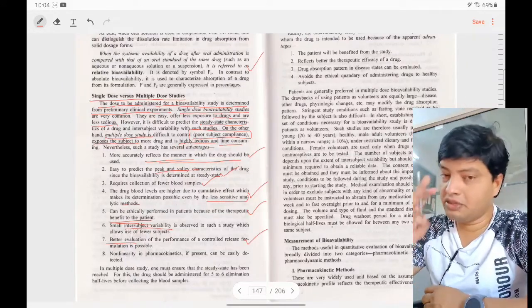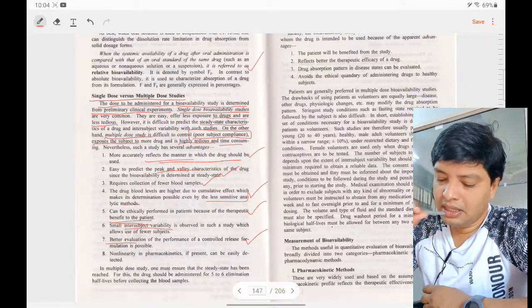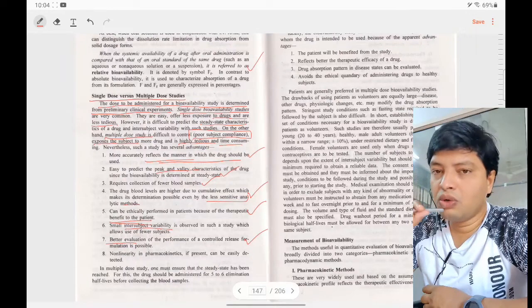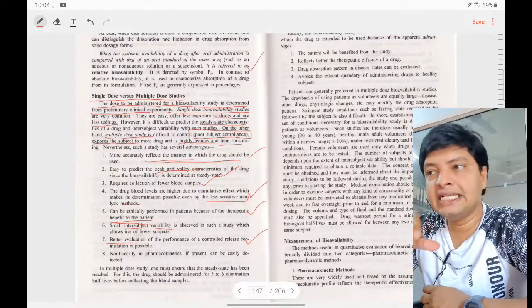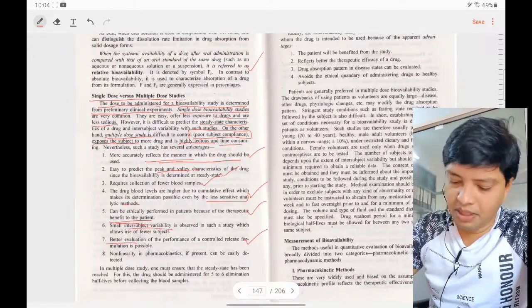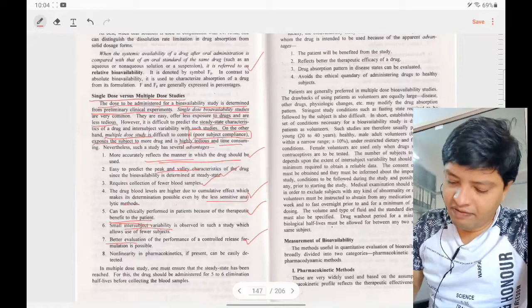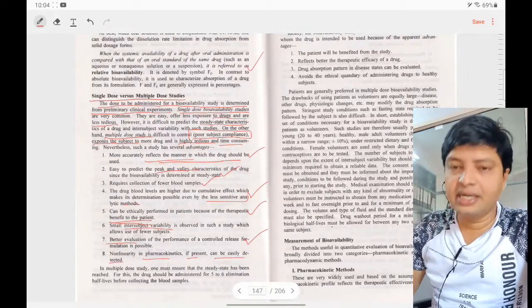Next, remember it is one GPAT question here, that is to know the good performance of controlled release dosage form, which type of study design to be conducted in bioavailability, single or multiple. So remember it is multiple. The non-linearity in pharmacokinetics, if present, can be easily detected.